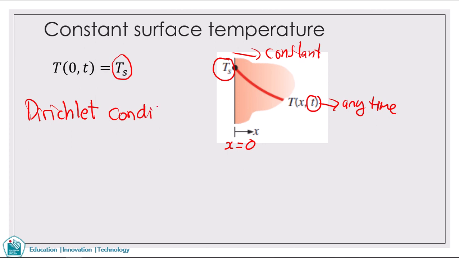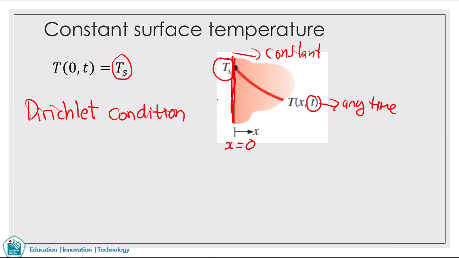An example of this condition is when the surface has contact with a liquid, such as the melting of a solid or the boiling of a liquid. In both cases, there is heat transfer at the surface while the surface remains at the temperature of the phase change process.